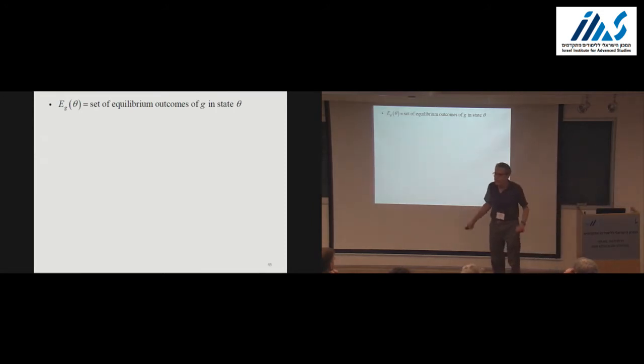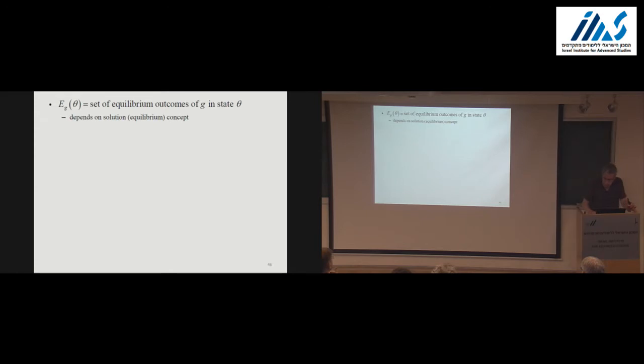So when this game form, this mechanism, is played, we'll suppose that there's an equilibrium outcome. There might be multiple equilibria. So let E sub G of theta be the set of possible equilibrium outcomes of the mechanism G in state theta. Of course, this set is going to depend on the equilibrium concept, and we're going to talk about several different equilibrium concepts today.